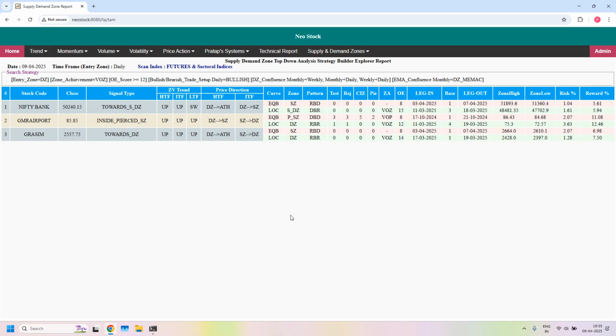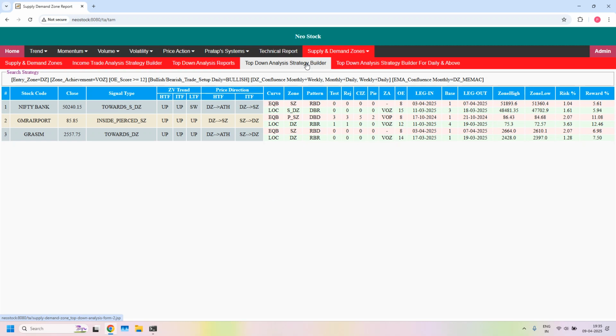Okay, this is about bullish trade setup for monthly income trade. Next, we will look into bearish trade setup monthly income trade.